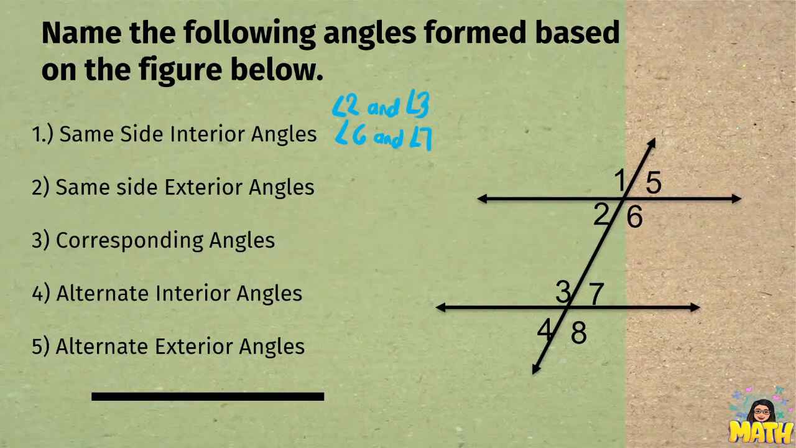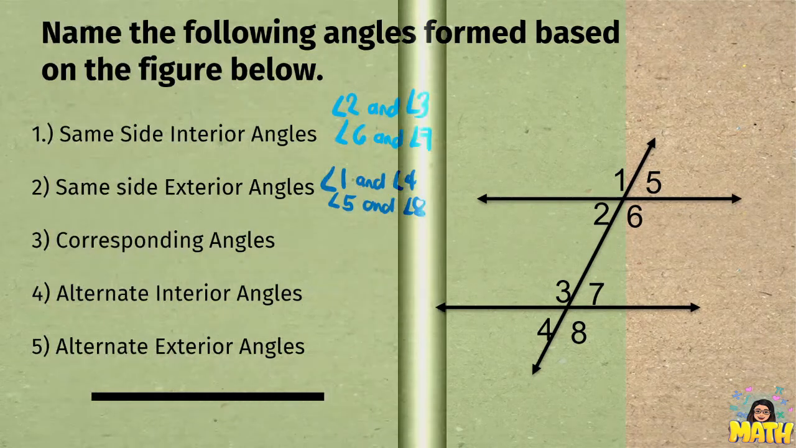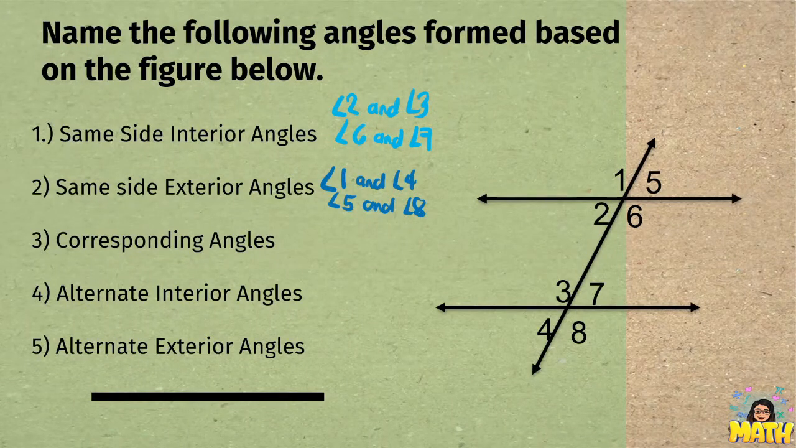Next, let's have same side exterior angles. This time, nasa labas naman or exterior region at nasa same side pa rin. We can have on the left side, angles 1 and 4, while on the right side, angles 5 and 8. Next is what we call corresponding angles. Here, they must also have almost the same position. One must be in the exterior, while the other must be in the interior. So we can have angle 1 and angle 3, as well as angle 5 and angle 7.